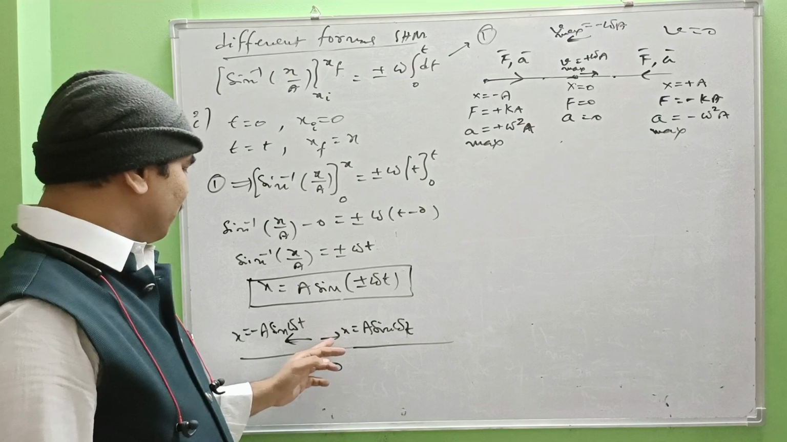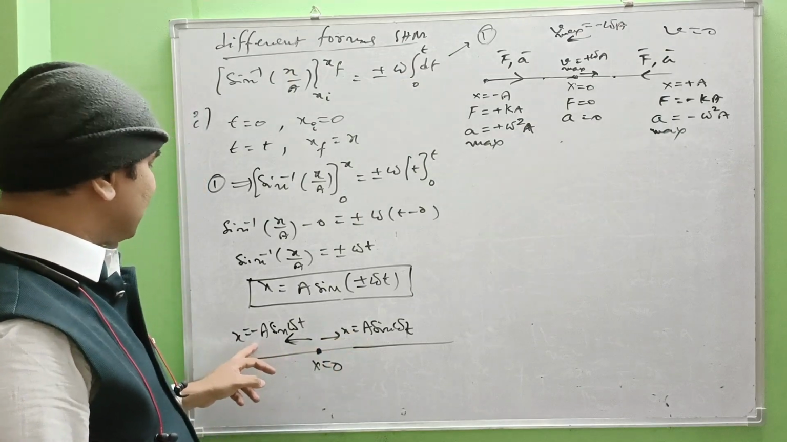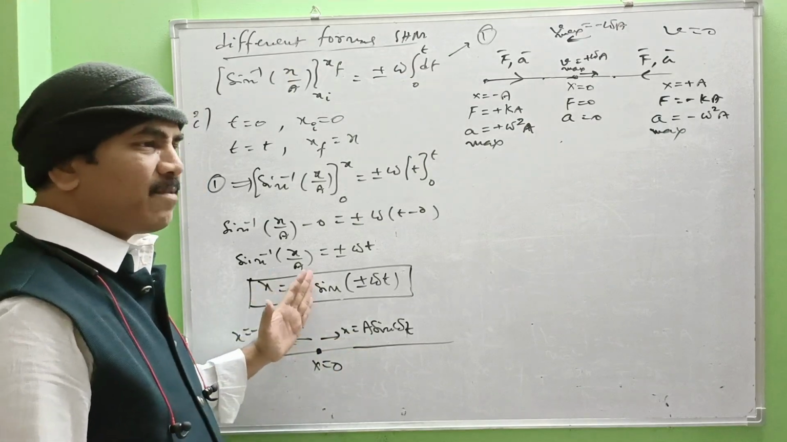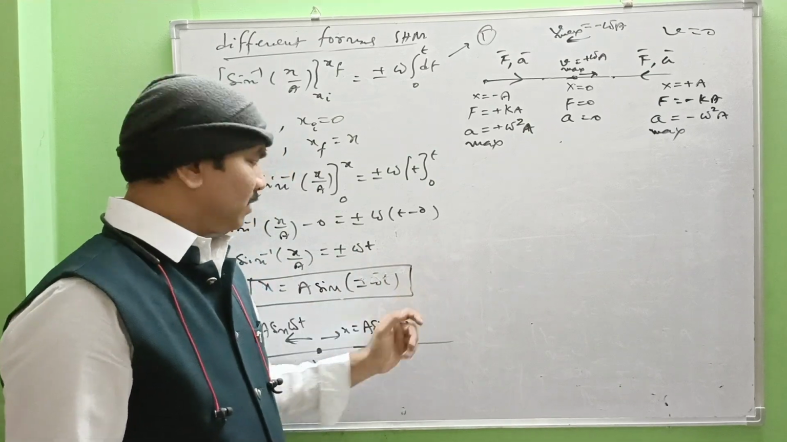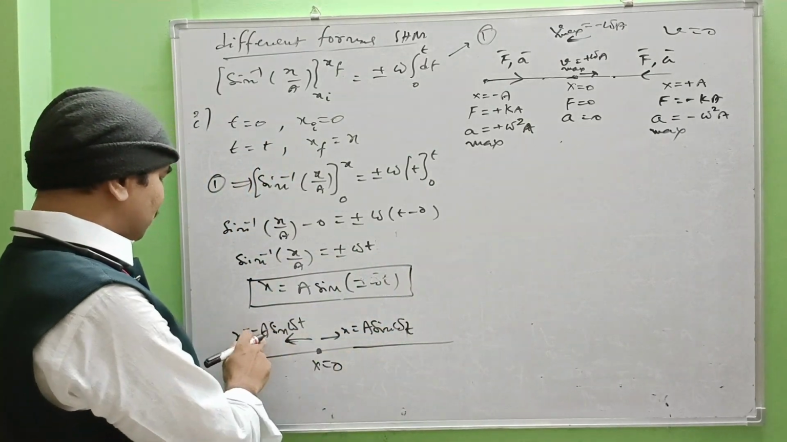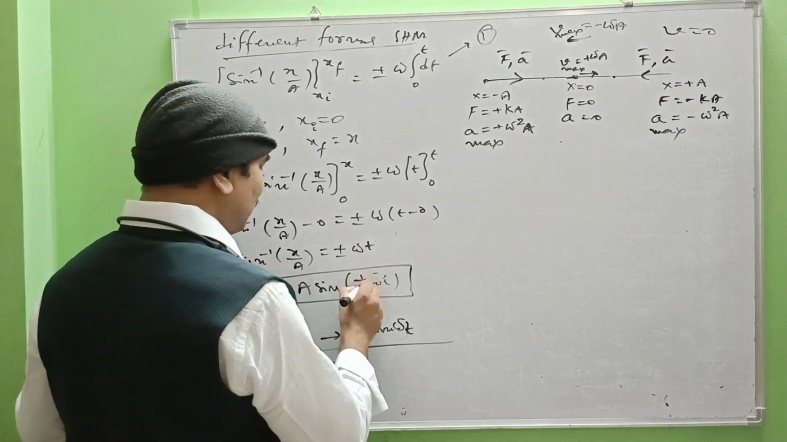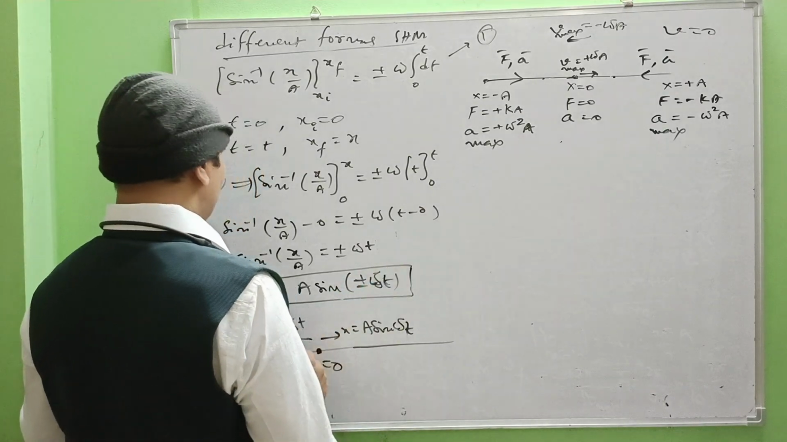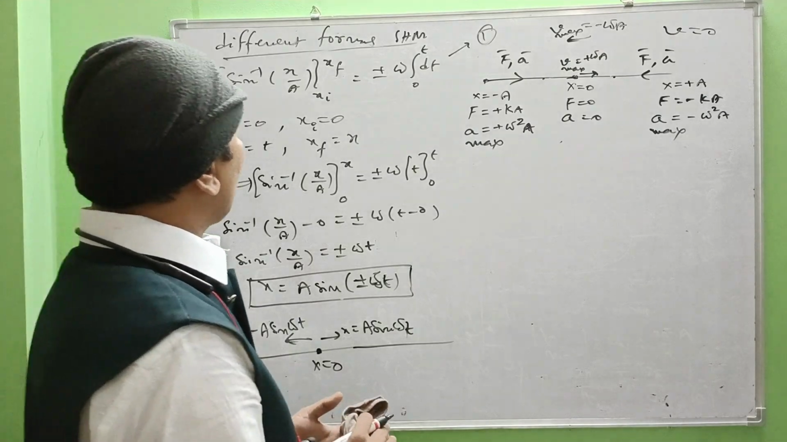So one expression is with the positive sign, another expression is with the negative sign. If it crosses the mean position rightwards, go with the positive sign. If it crosses the mean position leftwards, go with the negative sign. So these are the required relations. Right. Now coming to the next one.